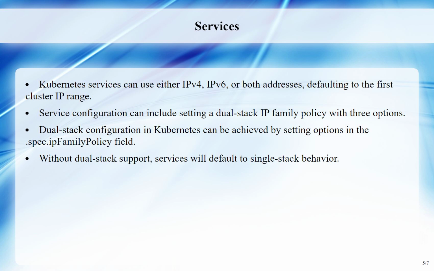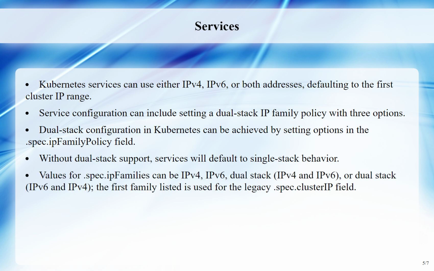The .spec.ipFamilies field, which is conditionally mutable, allows you to add or remove a secondary IP address family, but cannot change the primary IP address family of an existing service. The values for .spec.ipFamilies can be IPv4, IPv6, [IPv4, IPv6] dual stack, or [IPv6, IPv4] dual stack. The first family listed in the array is used for the legacy .spec.clusterIP field.